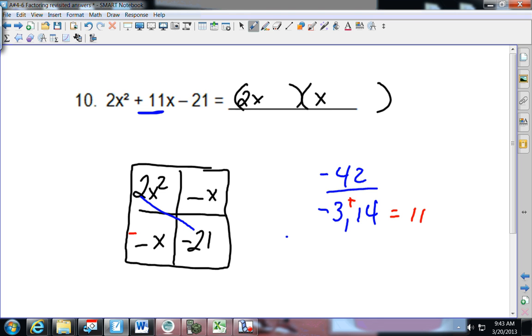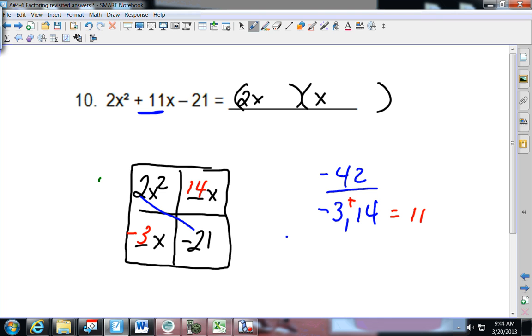So now I put in negative 3 and 14. The deal is that with 2x squared, a lot of people just randomly put the 2x here and the x here, thinking that it doesn't matter. It does matter where you put those. One way you'll know that you're wrong is this: 2 times what gives me negative 3? Is there any whole number you can take times 2 to get negative 3? No. So that means the 2 can't go up there.